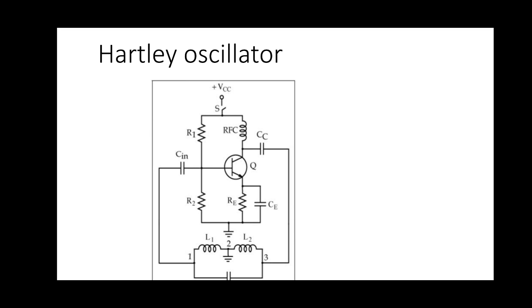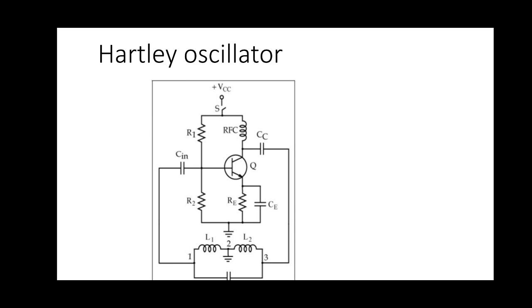R1 R2 is a potential divider bias circuit. We already know the importance of R1 R2. Without R1 R2 we can't give the CE configuration proper bias. So proper biasing is done with the help of R1 R2 and RE.